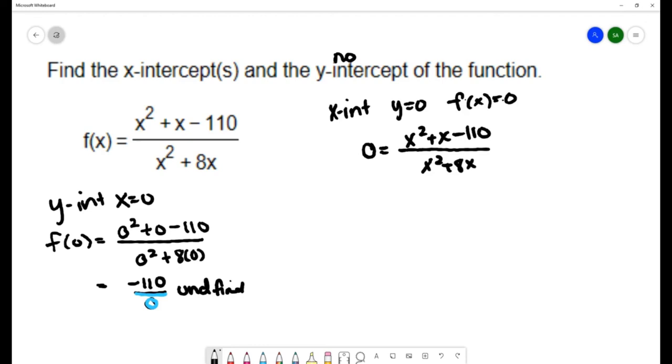Now, when you initially look at this equation, it looks pretty complicated, but it actually simplifies very quickly. So this is called a rational equation. And the way that we solve rational equations is to clear the denominator, clear the fractions. And you clear the fractions by multiplying by the denominator on both sides. I'm going to multiply the left-hand side of the equation by x squared plus 8x. And I'll multiply the right-hand side of the equation by x squared plus 8x.